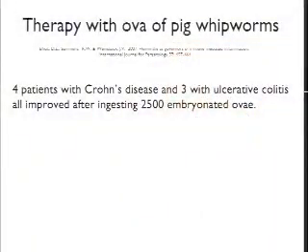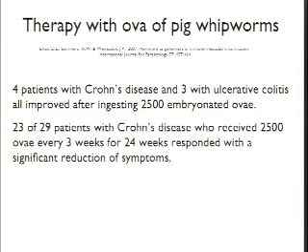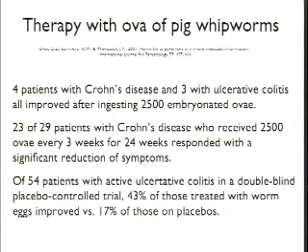So here's therapy with pig whipworm eggs. Four patients with Crohn's disease and three with ulcerative colitis improved after eating 2,500 embryonated ova. 23 of 29 patients with Crohn's disease who received 2,500 ova every 3 weeks for 24 weeks responded with a significant reduction of symptoms. Of 54 patients with ulcerative colitis in a double-blind trial with placebos, 43% of those that got the worms improved, versus 17% of those on placebos. It's always nice to have somebody pay attention to you.